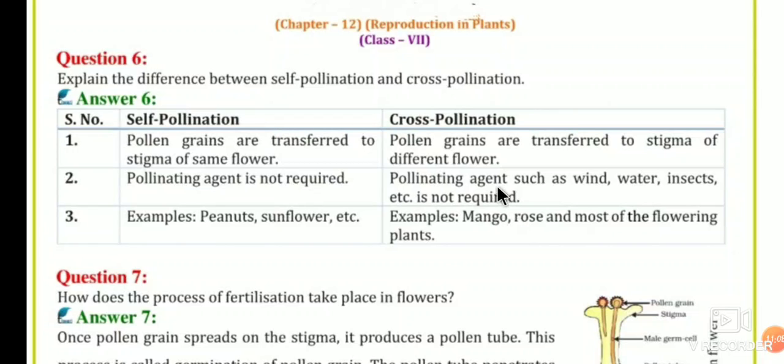But in cross pollination, a pollinating agent is required, as already told: wind, water, insects, etc. Somewhat of a mistake will be there: don't write "not required" for cross pollination, it's not the right one. Examples of self pollination are peanut and sunflower. Examples of cross pollination are mango and rose. Most of the flowering plants are cross pollinating.